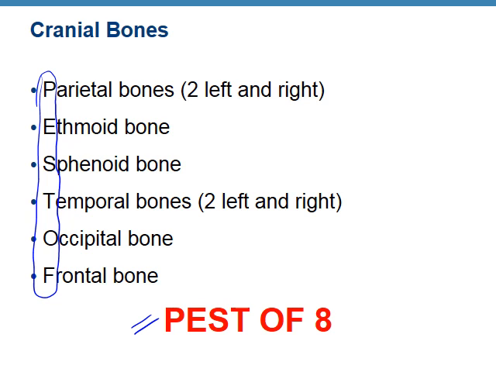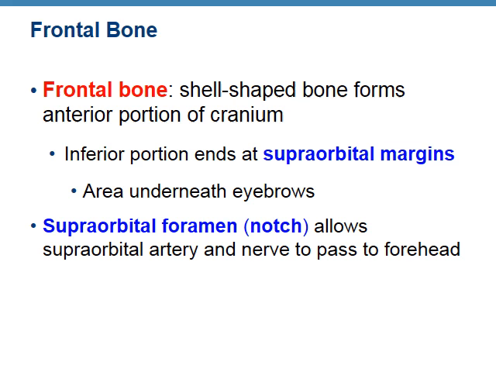There are 2 parietals and 2 temporals. It would be good to know that the rest of them you only have 1 of, right? So there could be a question, which cranial bones occur in pairs? That would be parietal and temporal.